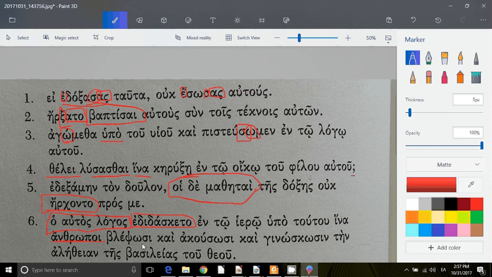Where's the verb? Three verbs, three coordinate verbs. Blepsosin, kai akousosin, kai ginoskosin. And so all of these are, this is an aorist, blepsosin, in order that men might see. Akousosin, that's an aorist, might hear. And ginoskosin, that's a present, though. That's not aorist. And might know.